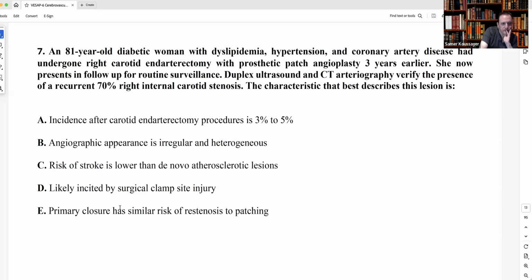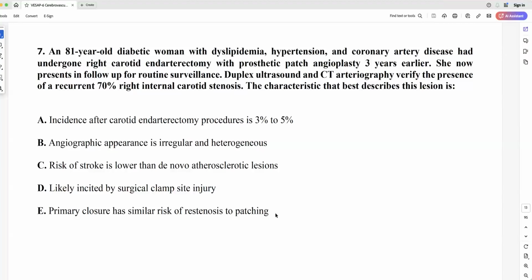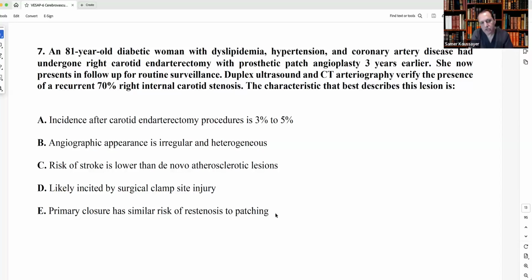Okay. What if they said the same question, primary closure has similar risk of stroke as patch? What do you say? I think the same, both of them. Okay, so that's correct. Primary closure and patch, they found no difference in the stroke rate, but the stenosis is higher if you do primary closure. But as you said, the majority of the stenoses are asymptomatic. That's why there is no difference in the stroke rate, but the stenosis is higher. So you have to know this information.